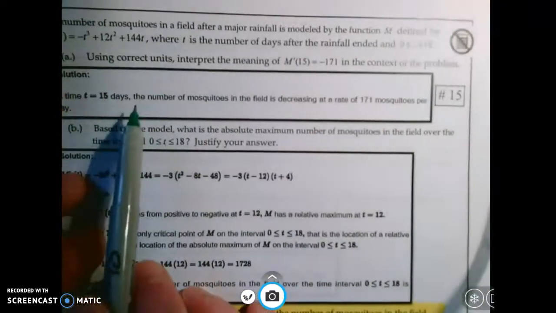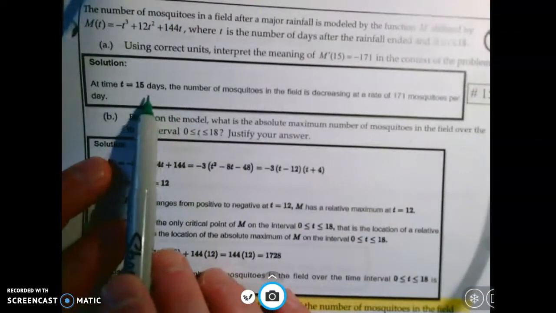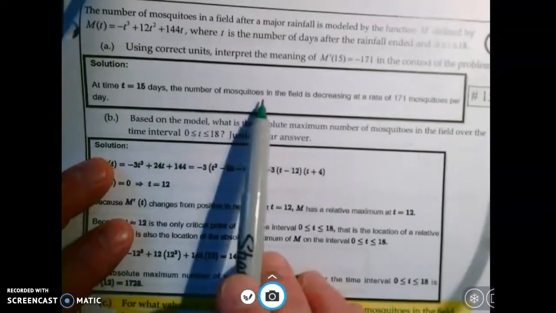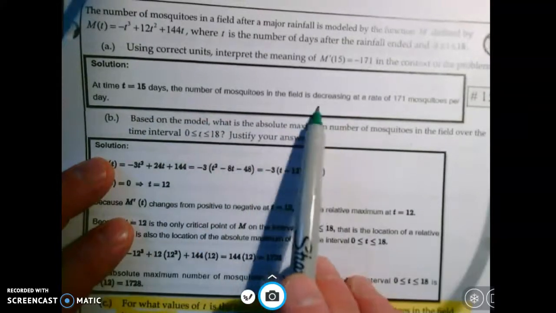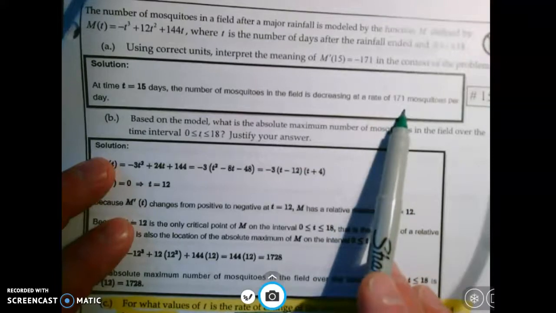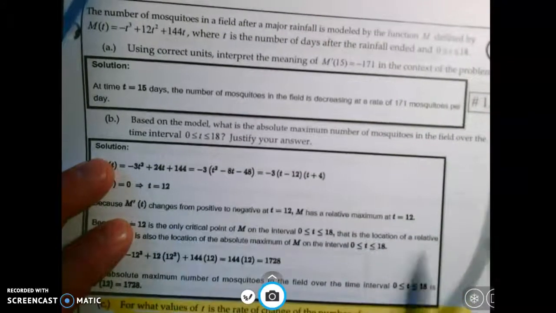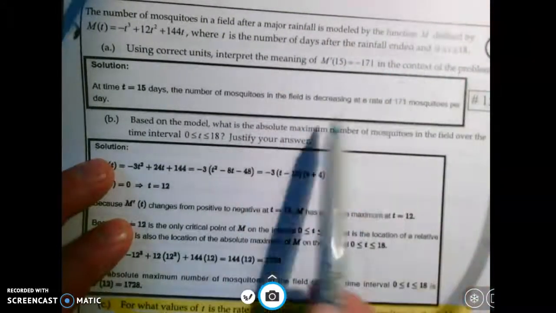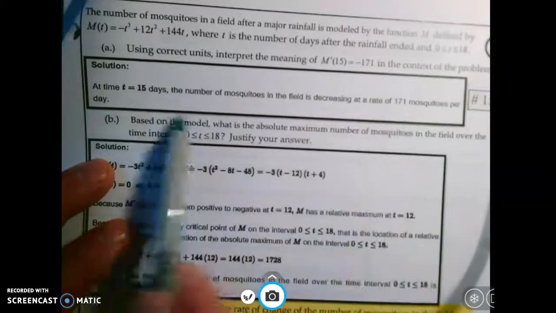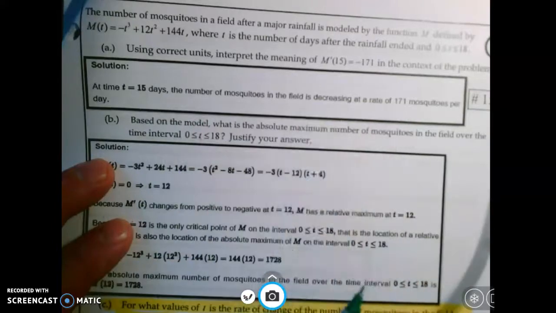So part A says very straightforwardly, at time t equals 15 days, the number of mosquitoes in the field is decreasing at a rate of 171 mosquitoes per day. So we use the right units, days, and we say decreasing because it's negative. Just understand what this means and be able to put that into words.